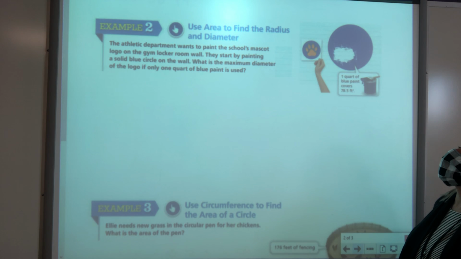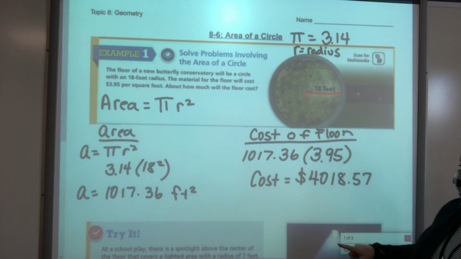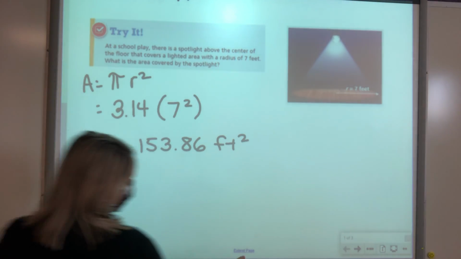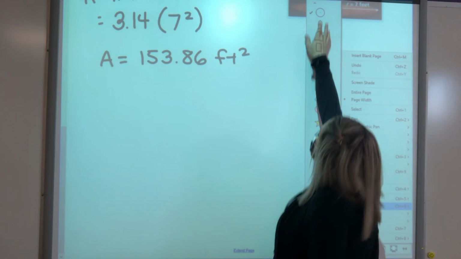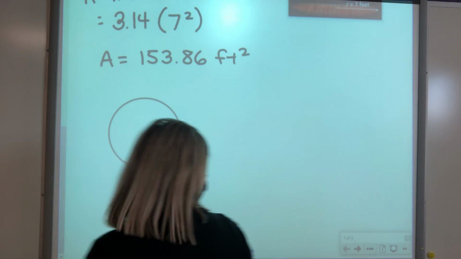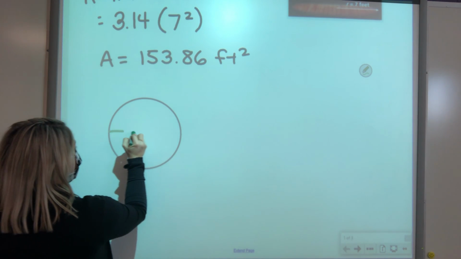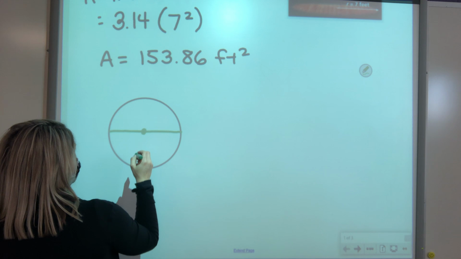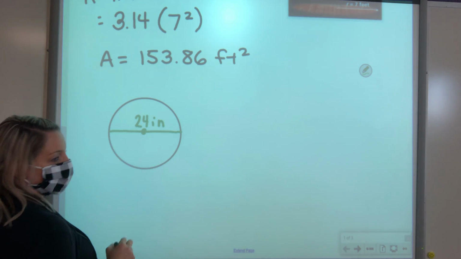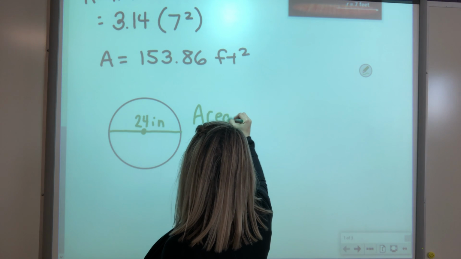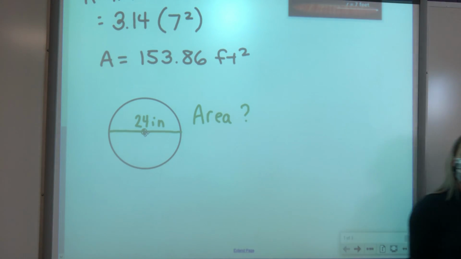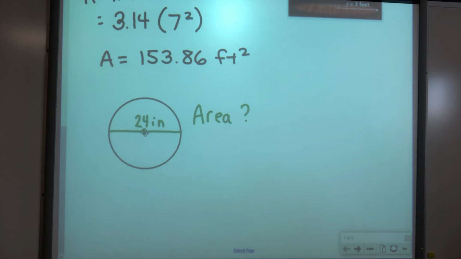Okay, so let me ask you a question. What if I gave you this? We've got a circle that's got a diameter of 24 inches, and I want you to find the area. Okay, Danica? Very good. 24 spans the entire circle, but we don't want the span of the entire circle. We only want the radius.